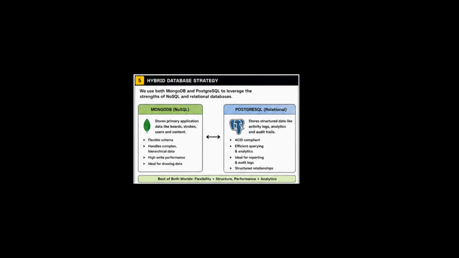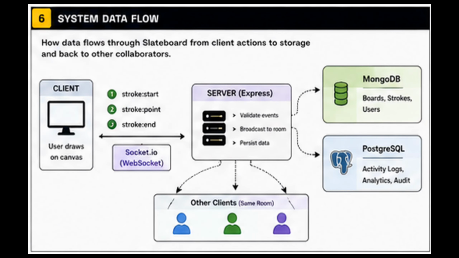MongoDB, which is a NoSQL database, is used to store the primary application data, such as boards, strokes, and user generated content. This is ideal because drawing data is complex and hierarchical in nature. PostgreSQL, which is a relational database, is used for structured data such as activity logs, analytics, and audit trails.